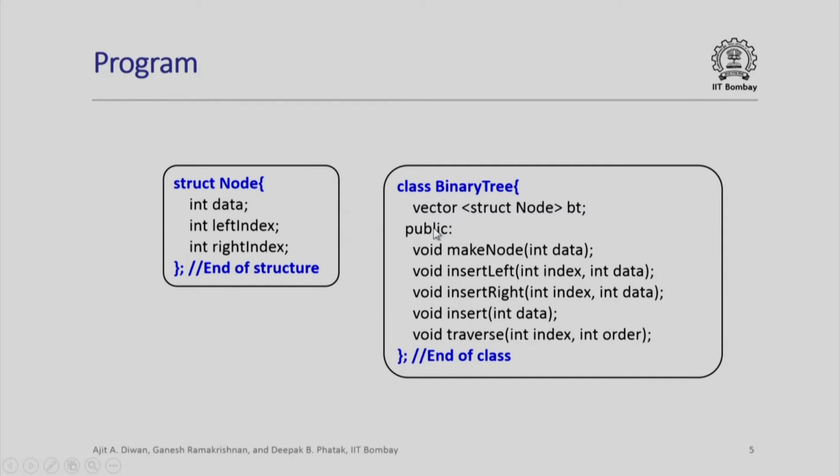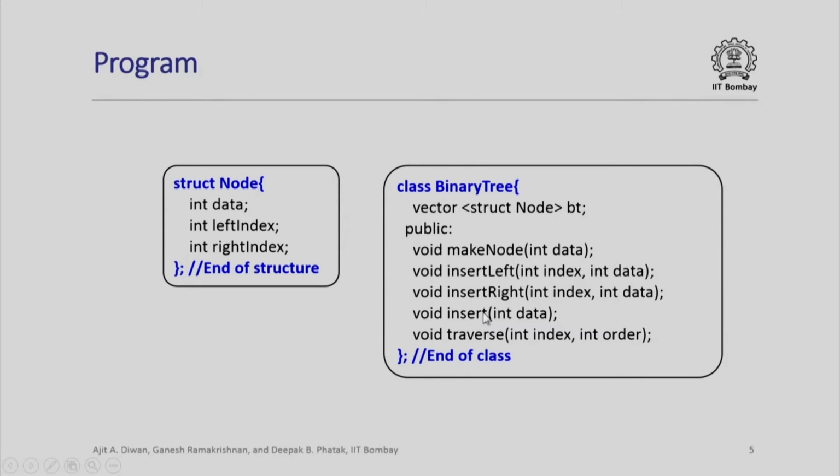There are of course public member functions in this binary tree which are make node with data as a parameter, insert left and insert right with an index and data as parameters, and just insert if you want to insert the data in a particular node.